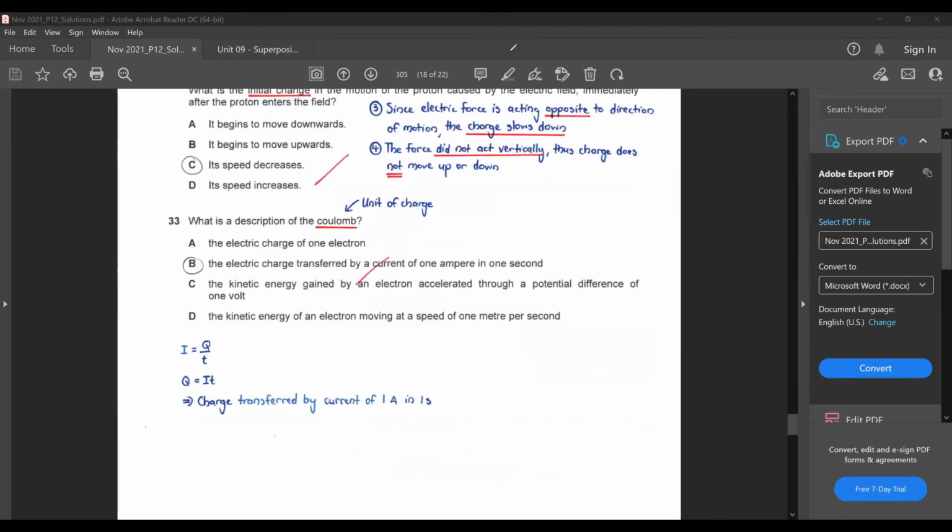Now, what is the description of the coulomb? Coulomb is actually the unit of charge. So when you're talking about the coulomb being the unit of charge, one equation that relates charge is the current equation, right? I is the rate of flow of charge. I = Q/t, such that Q = It. So Q, or coulomb, is actually the charge transferred by a current of 1 ampere in 1 second. What do we mean by that is this. The Q is It.